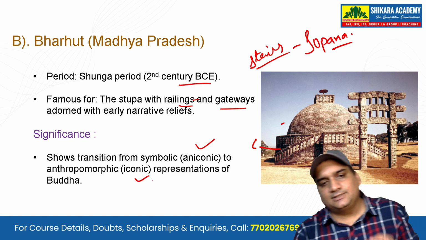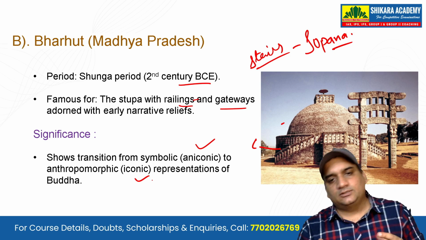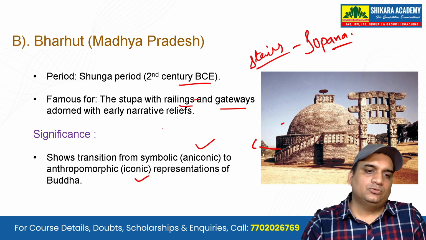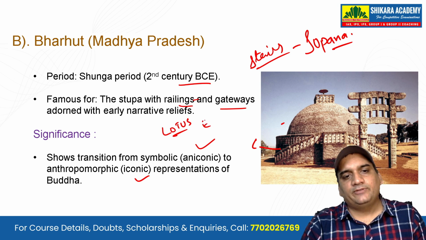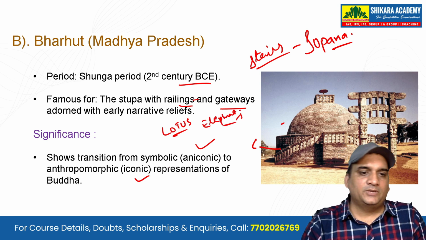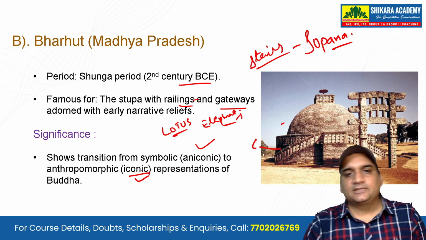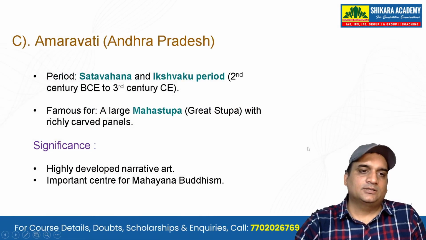The significance is the transition from aniconic, symbolic representation to iconic representation of Buddha. What does this mean? Buddha was not represented in his human figure. He was represented through symbols like the lotus, elephants, and other symbols, but not in human form. But iconic means he'll be represented in his human form also. So that's in Madhya Pradesh.